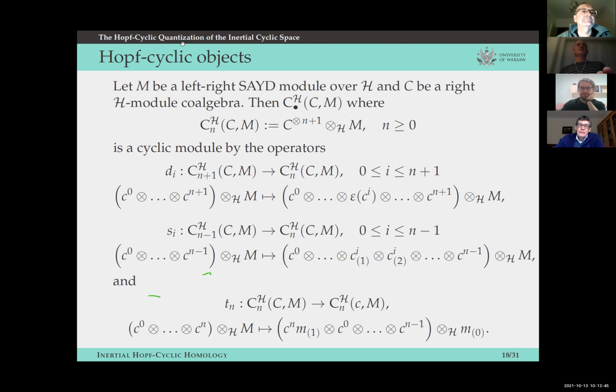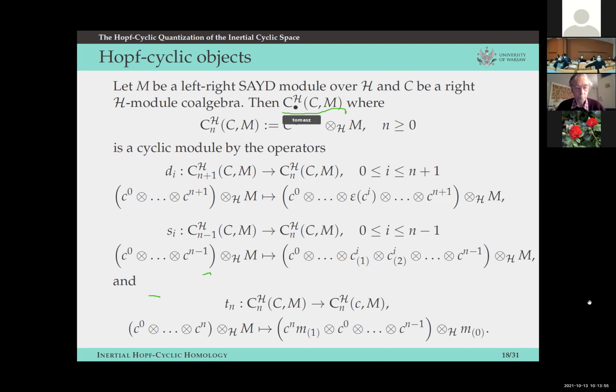Okay. So having these coefficients, we can form Hopf-cyclic objects, which are denoted by this symbol and defined as this iterated balanced tensor product over H of copies of a coalgebra C, when we regard this tensor product of copies of C to be a diagonal right H-module, and M is a left H-module. Okay, so this makes sense.